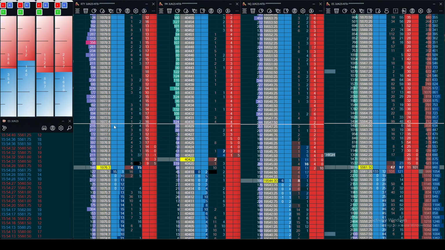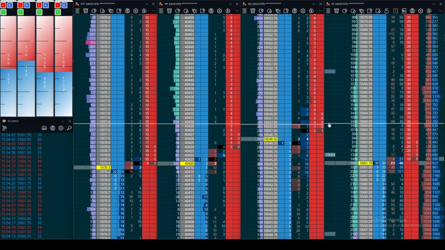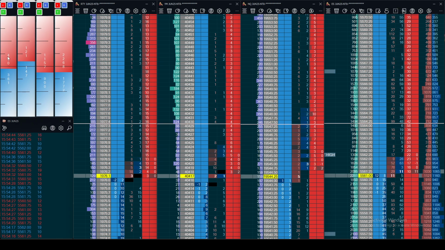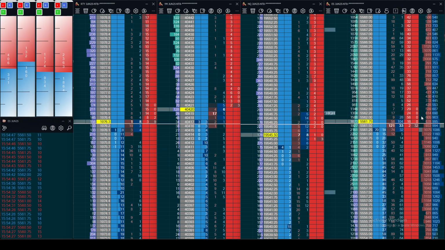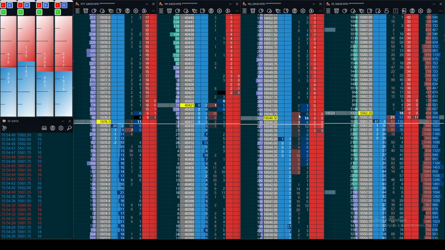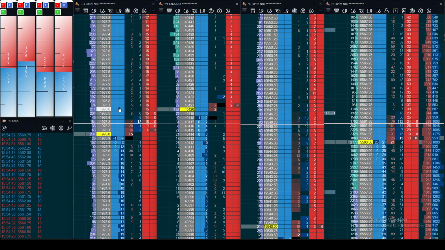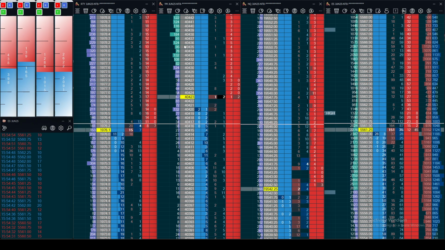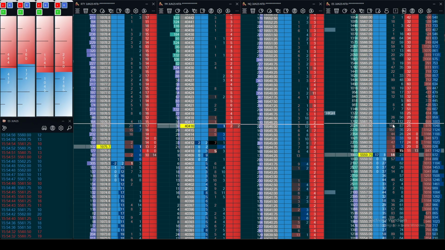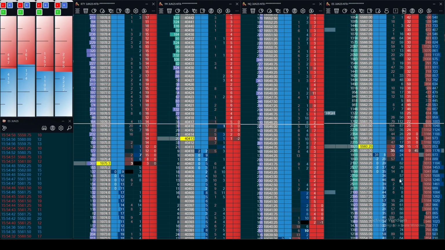You can see this line on the DOMs. You can see this white line, and when we reset the DOM, when we center it all, we can see that if three assets move above the line and one asset is below that white line, we can go long on that one asset that is lagging behind.